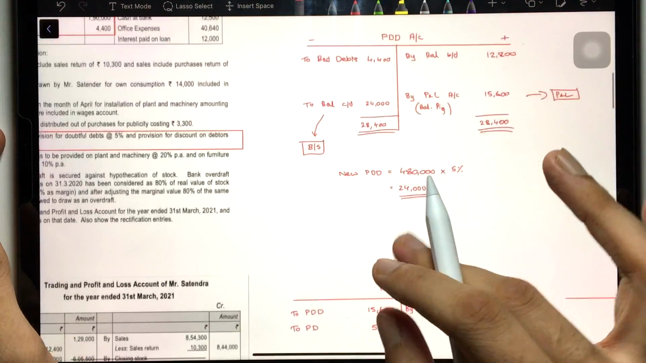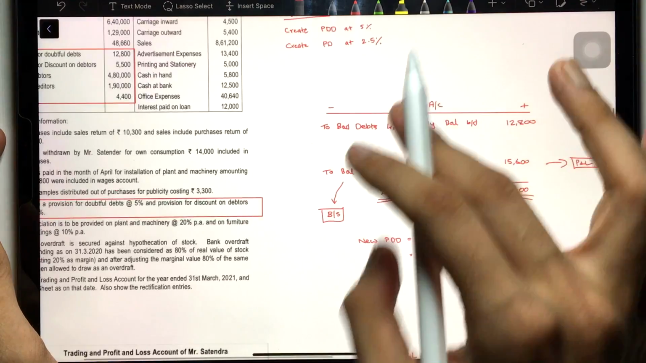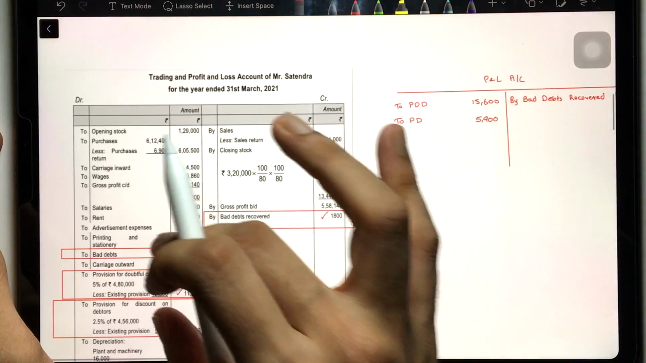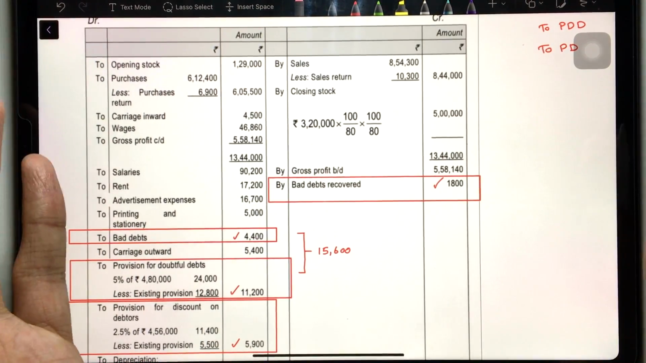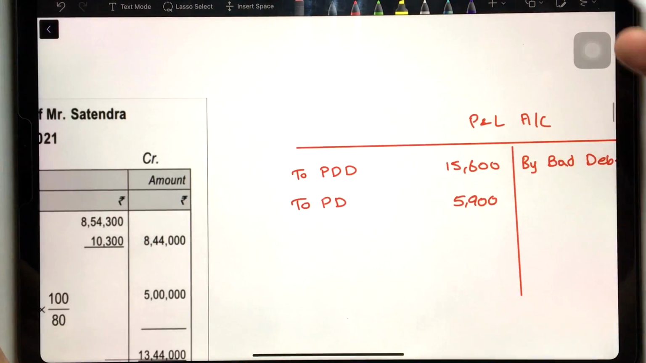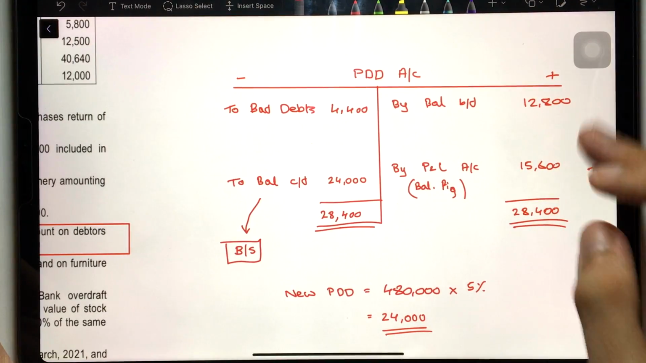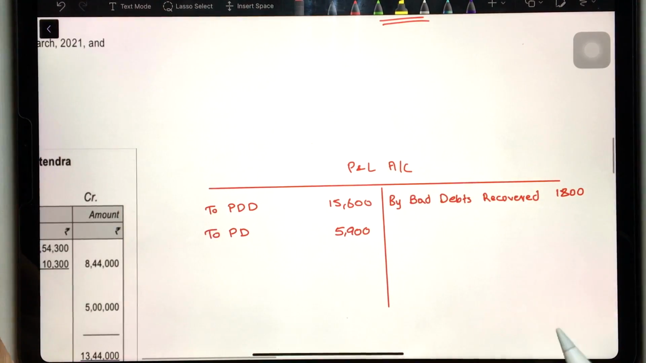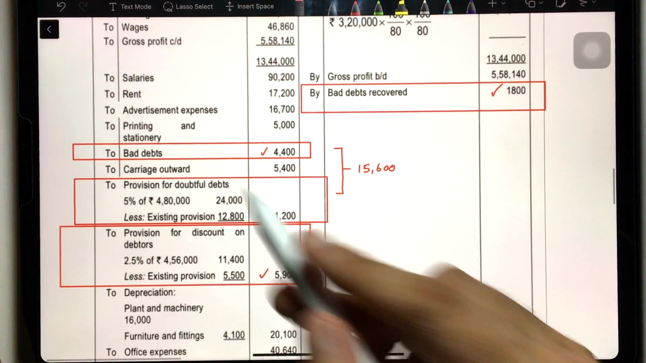In that PDD account, everything has been considered. Yeah, bad debts have been considered, but they are doing it separately. It's fine. Sometimes they do it separately, sometimes they combine. Both the methods are there actually, but the better way is this only. Just create the ledger account. See what is the ultimate effect. Just take that ultimate effect to the profit and loss. You will get the full marks only. Fine. So they have done this separately.